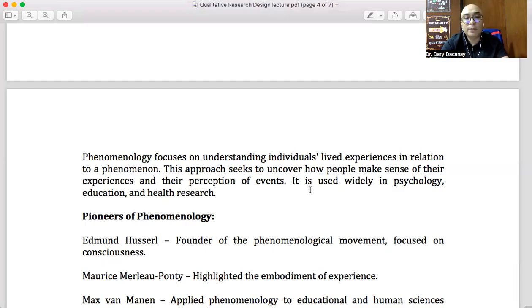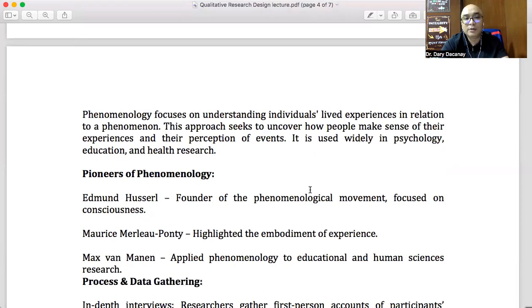Now, the pioneers of phenomenology would be Edmund Husserl, the founder of the phenomenological movement, with a focus on consciousness. We have Maurice Merleau-Ponty, who highlighted the embodiment of experience, and Max van Manen, who applied phenomenology to educational and human sciences research. Aside from the three, I think I also gave an example of Colaizzi, okay, and Giorgi, which you can also choose as an author of phenomenology.